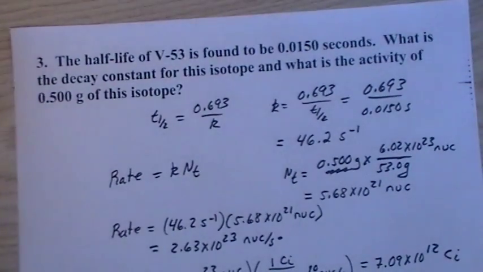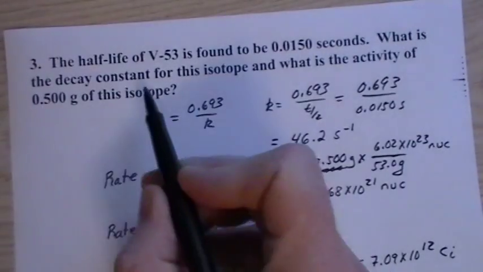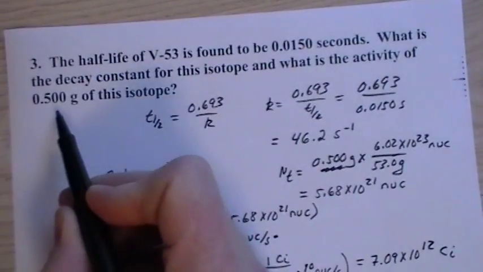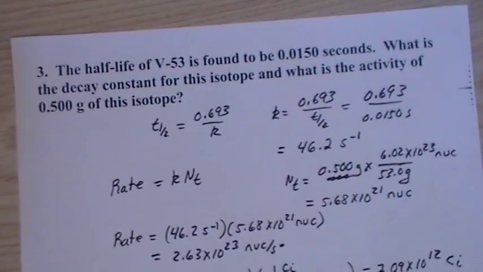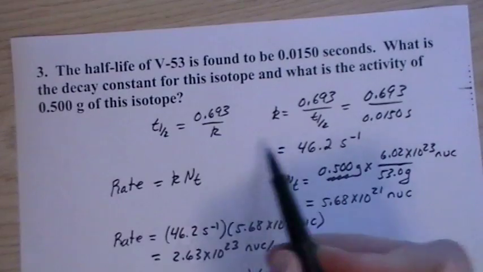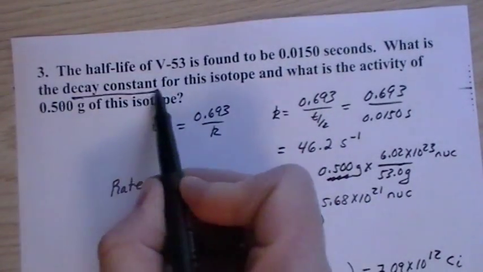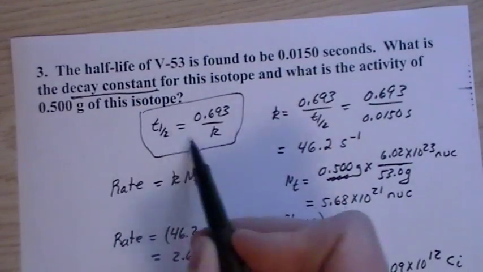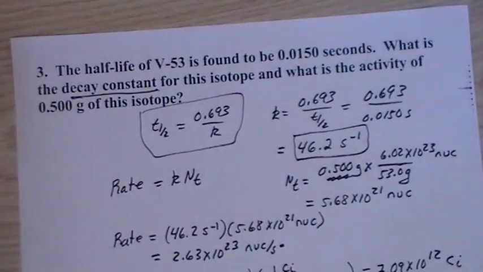The half-life of vanadium-53 is found to be 0.015 seconds. What is the decay constant for this isotope, and what is the activity of 0.5 grams of this isotope? So this is kind of the reverse of that first problem that we did. The first thing is to determine what K is. That's what they want, the decay constant. So just plug it into this equation, rearrange this equation into this form, and here's our K. So this is our first answer.